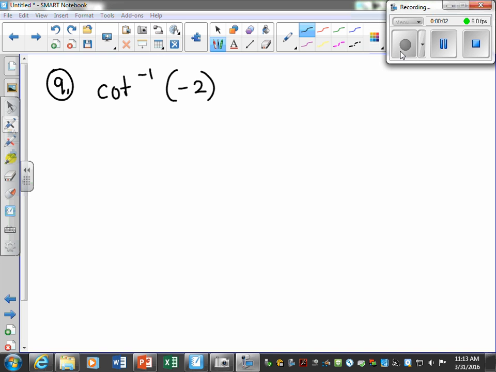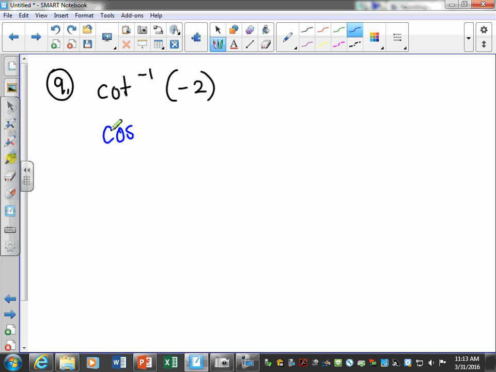Okay, let's do one more of the calculator problems. Cotangent inverse of -2. We do not have a cotangent inverse button on the calculator, so we're going to find a function that we do have that has the same region, which would be cosine inverse.